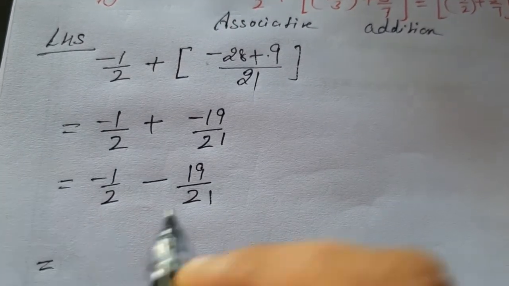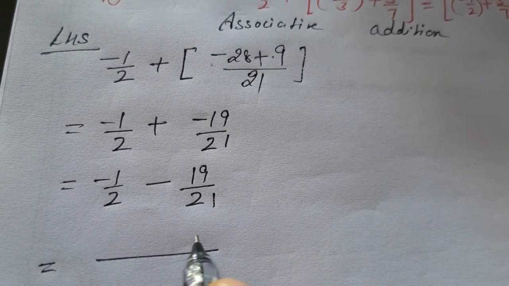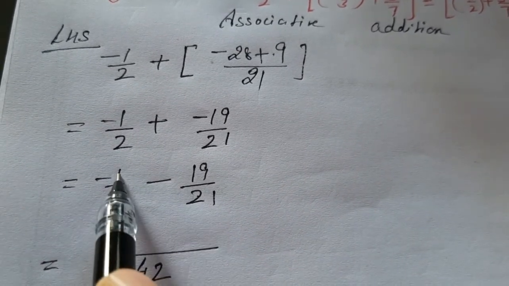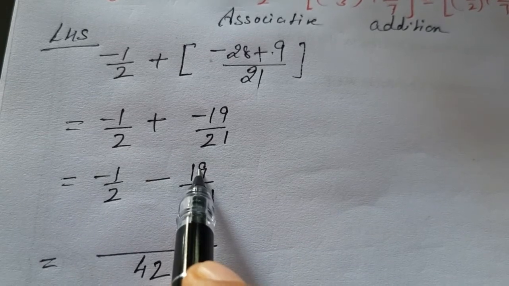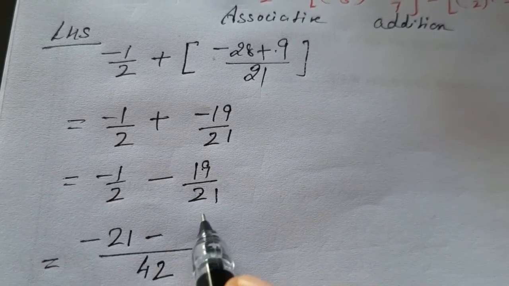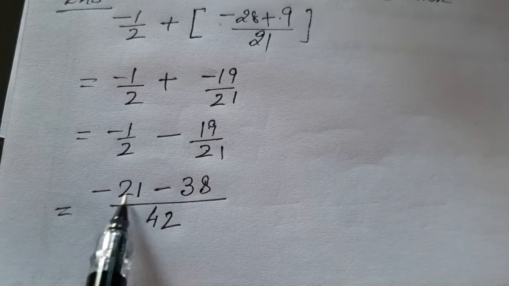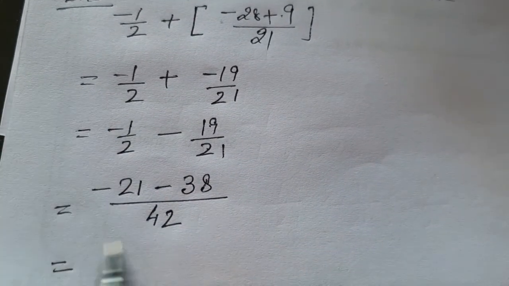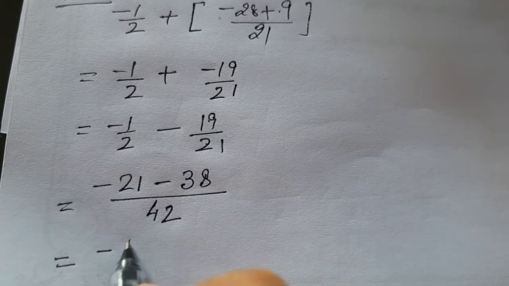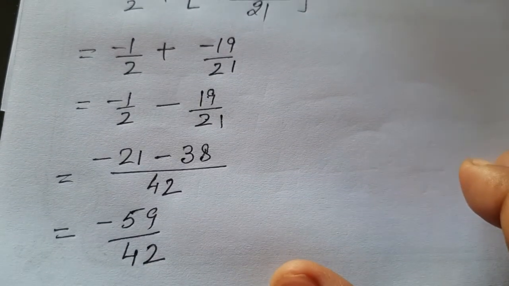Again we will take the LCM here. 2 and 21 are both co-prime, so the LCM will be the multiplication of them, that is 42. Now we will multiply this with 21 and this 19 with 2 here in the numerator. It will become minus 21 minus 19 2s are 38. Now we will add both the numbers because both are having the same sign. If both are having the same sign, then we will add them up. It will become minus 59 by 42. So this is our left hand side.